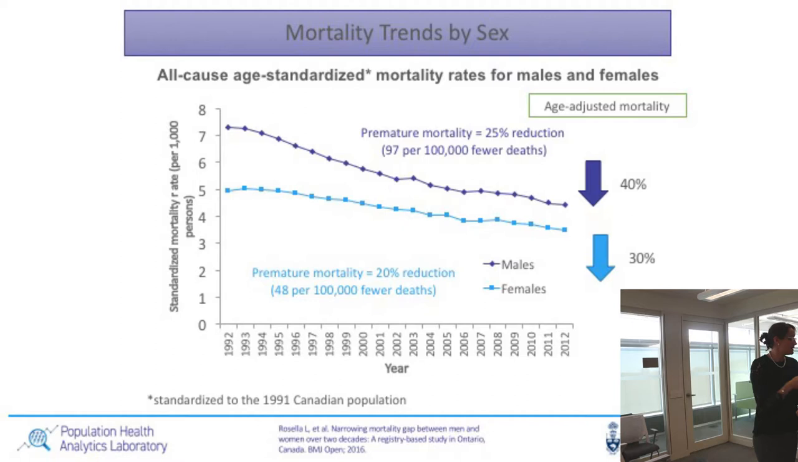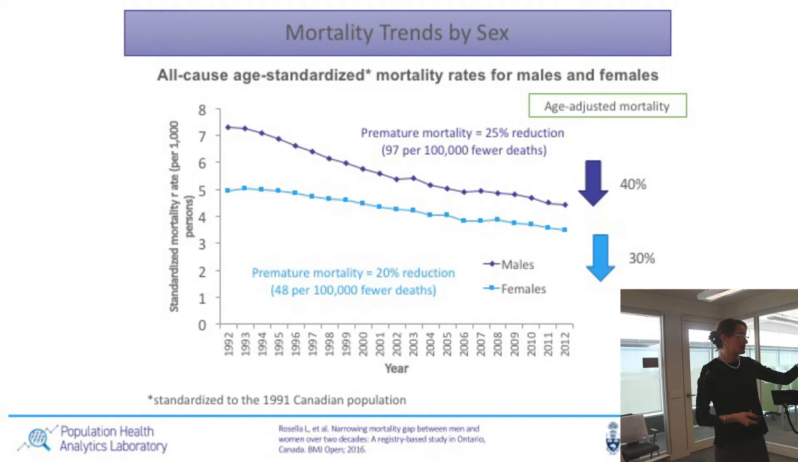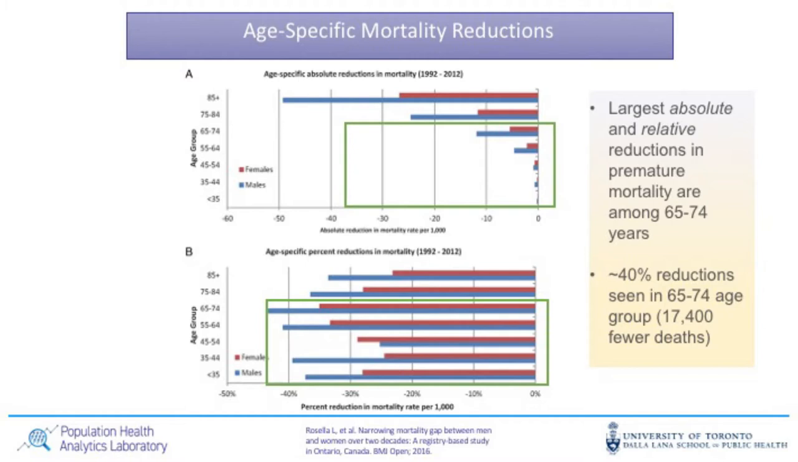Historically, women have always had lower mortality than men, age adjusted, no matter which way you look at it. That gap is getting smaller. There's lots of reasons why that's happening, and it's nuanced. I'll show you some more layers to that picture, so just keep that in mind. Premature mortality, that's death before the age of 75, is also falling in Ontario. We see about a 20-25% reduction. So mortality is falling. It's a good thing.